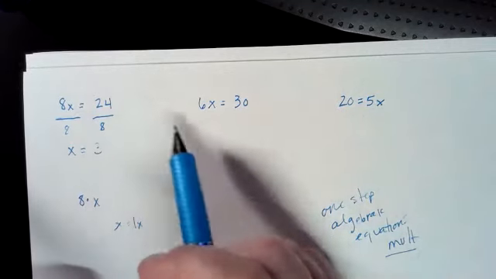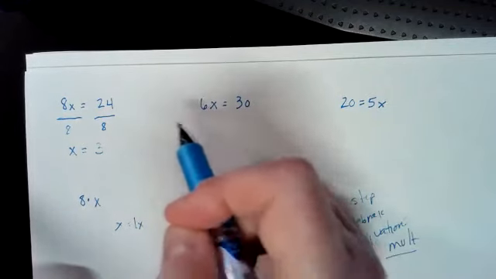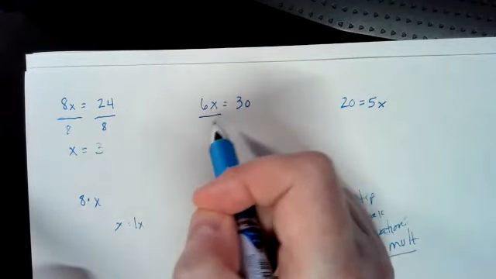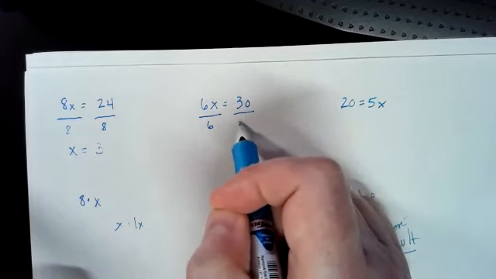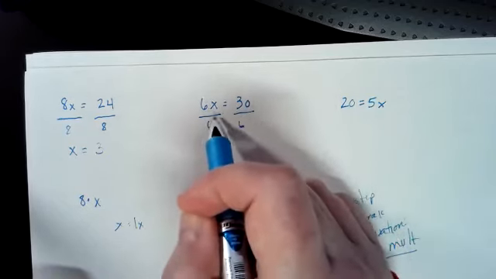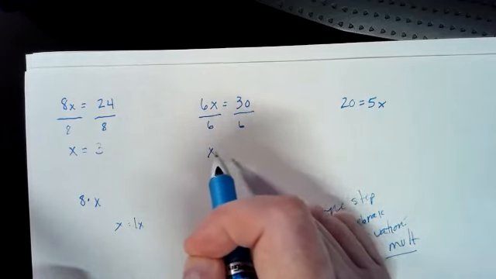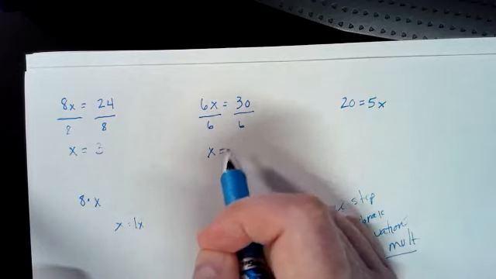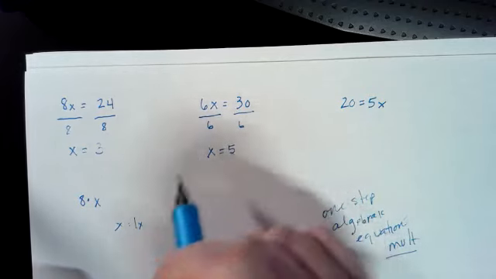All right, let's try this one. We've got 6x equals 30. We need to separate the 6 and the x, so we're going to divide it out. And we're going to do the exact same thing on the other side. 6x divided by 6 is 1x. Bring down the equal sign. 30 divided by 6 is 5.